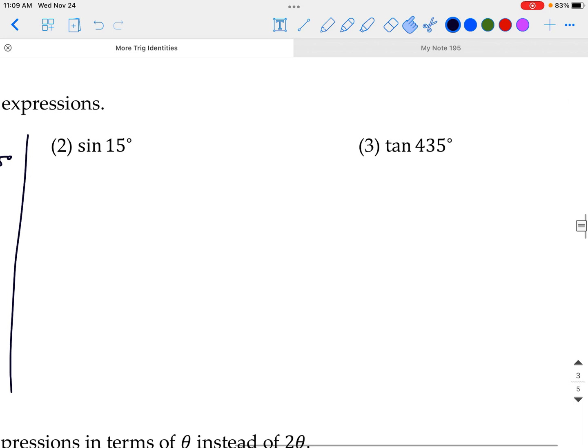So we'll go ahead and do number 2. That's going to be sine of 15 degrees. I'll give you a moment to decide on two angle measures that we can add or subtract to get 15 degrees. And then we'll use that sine identity.